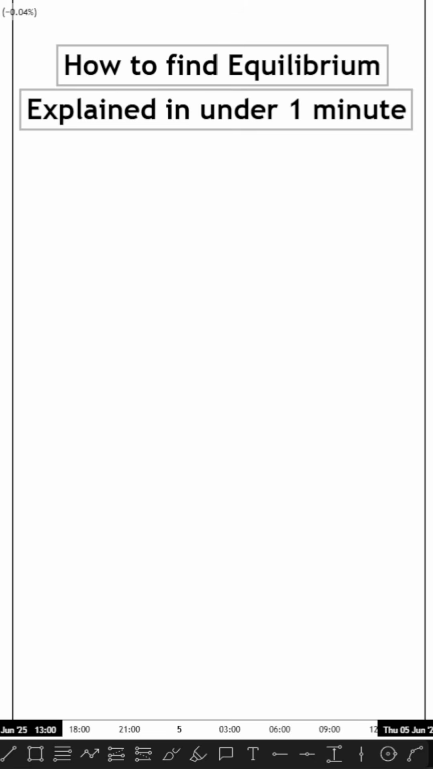Okay, so for this short video, I'm going to be explaining how to find equilibrium in under 1 minute. The first thing we're looking for is our range. Our range is going to be a swing high to a swing low, or a swing low to a swing high. So it's going to look something like this. Here's our low, here's our high, and here we are back inside the range.